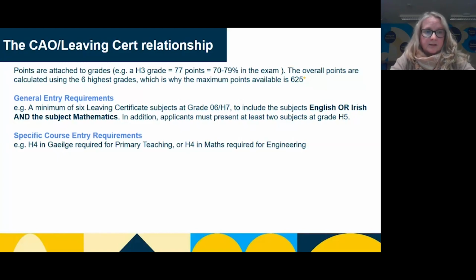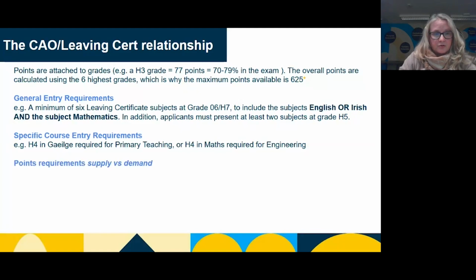But also even with that, for example, for primary school teaching, you need an H4 in Irish. So the points for that this year are around 480. You could get 480 or indeed 520 or beyond, but if you don't have your H4 in Irish, you won't be getting offered a place. So please keep in touch with any specific course requirements there are.